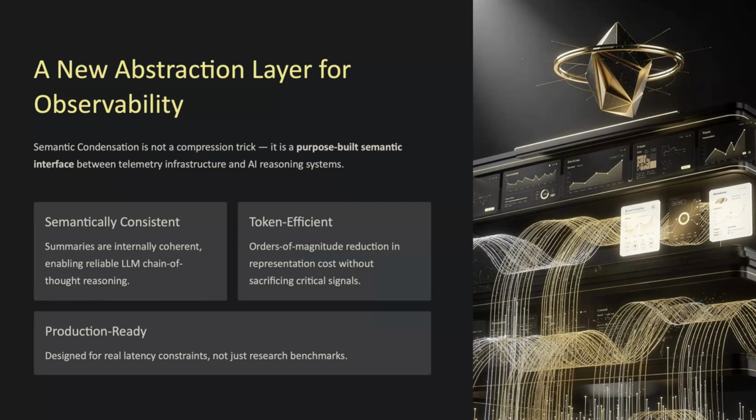The second thing is token efficiency. We get an order of magnitude reduction in the token, and we don't lose out on important information. And this is designed for real production systems and not just research benchmarks.